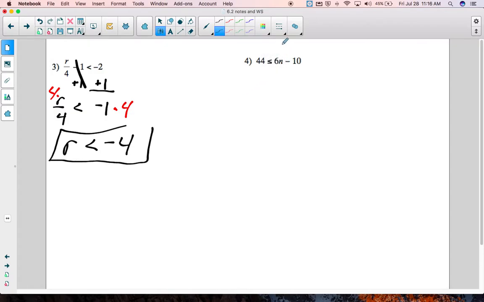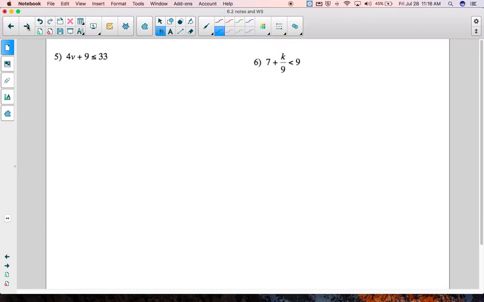Over here, by the way, notice n is on the right side. So in the end, once you have isolated the n, please switch the n and the number, and then also flip the direction of the inequality. I'm going to skip to some of these here.